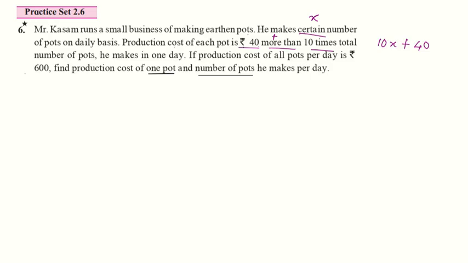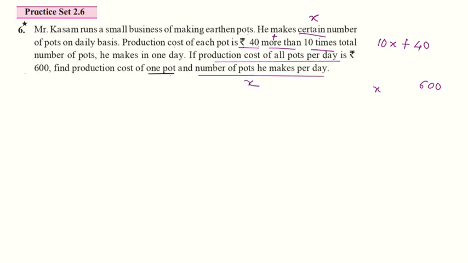We don't know what the total number is. The production cost of all pots per day is rupees 600. This 600 is the total production cost of the material he is using. So we need to find the production cost of one pot and the number of pots he makes per day.